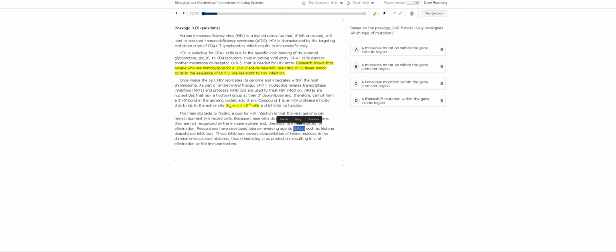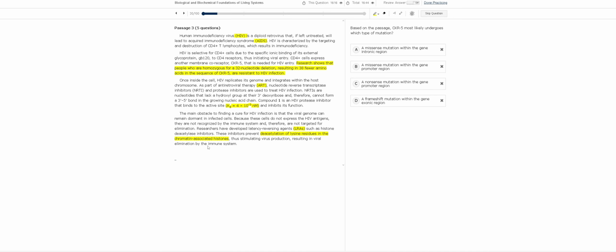I like anything that's coded for acronym, such as histone deacetylase inhibitors. These inhibitors prevent deacetylation of lysine residues on the chromatin-associated histones. So they're saying keywords here, acetylation and all that. I'm thinking of DNA, like the type of chromatin, euchromatin, thus stimulating virus production, resulting in viral elimination by the immune system.